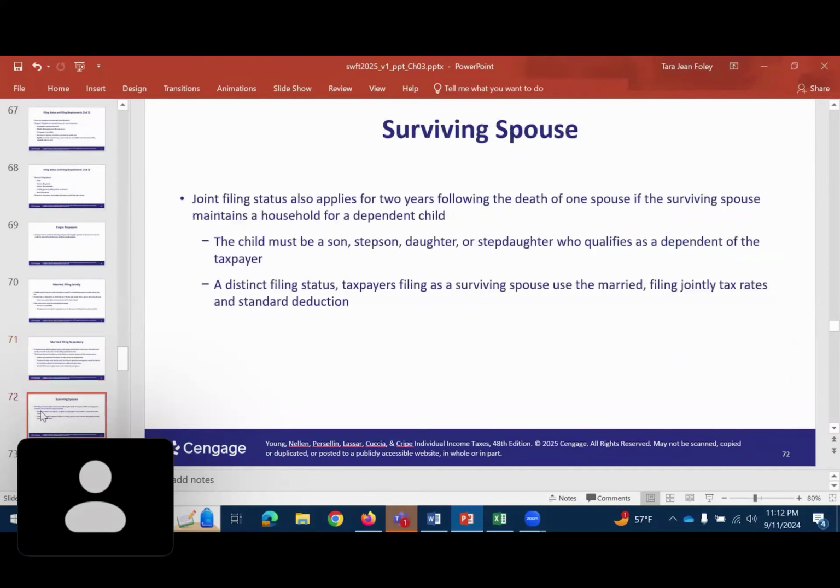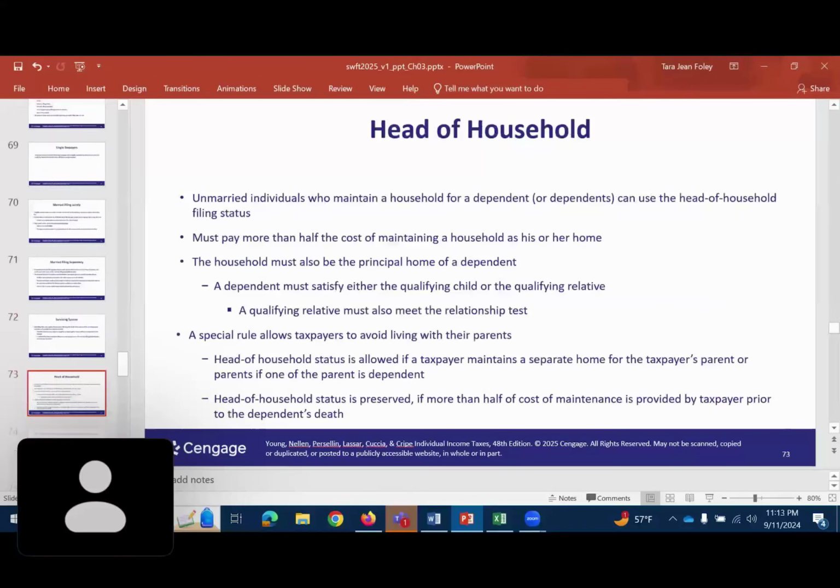Okay, so surviving spouse. This is when, for 2 years following the death of one spouse, the surviving spouse maintains a household for a dependent child. The child must be a son, stepson, or daughter that qualifies as a dependent of the taxpayer. Okay, it just gives them a little extra money for 2 years after the loss of their spouse.